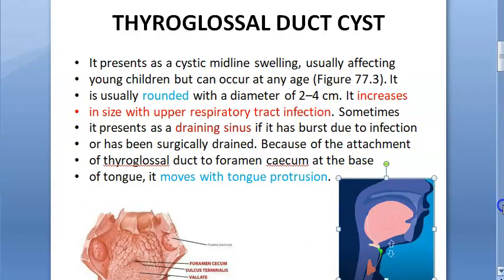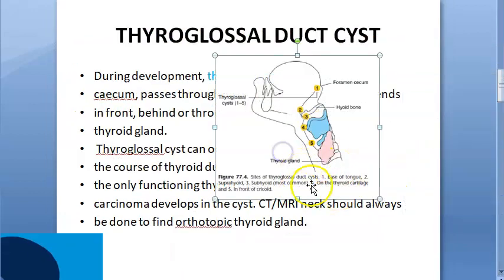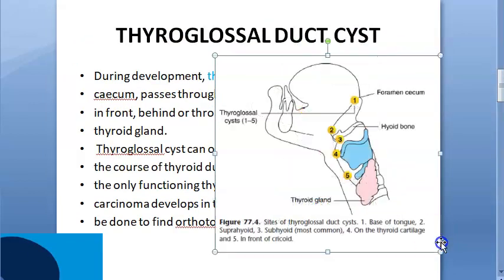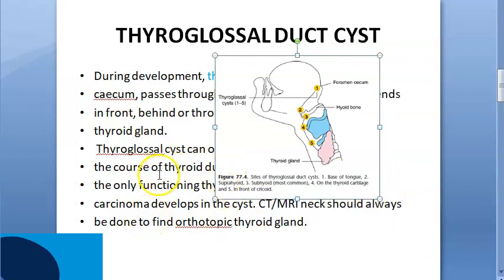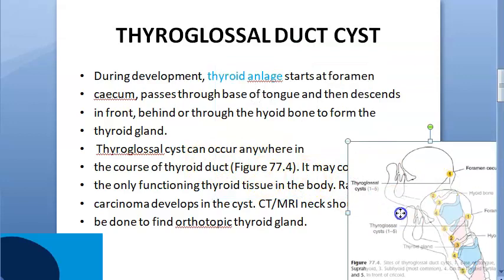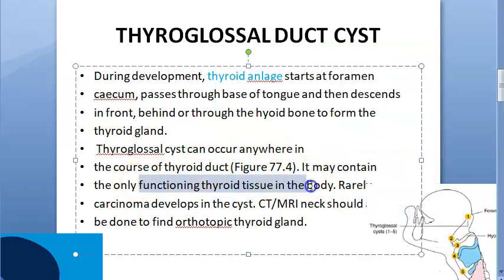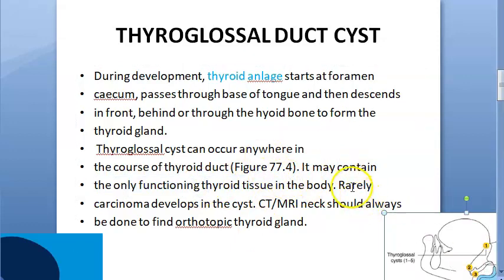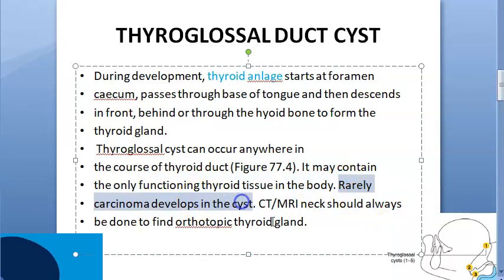The cyst, right guys, what they're saying here, see it's here, 5 is the closest. But here what they're saying, this cyst can contain even the only functioning thyroid tissue. Sometimes it can contain the only functioning thyroid tissue in the body. So you should be very careful while removing the cyst, right? Rarely carcinoma also can develop in the cyst.